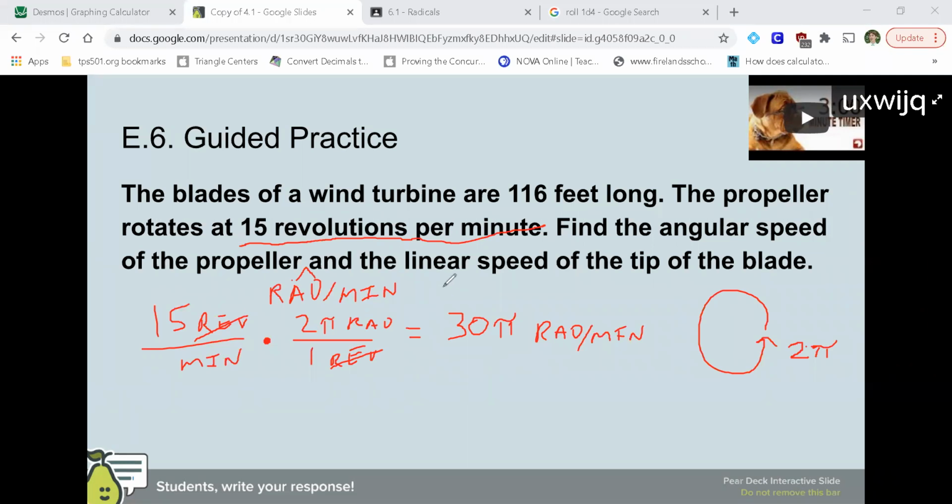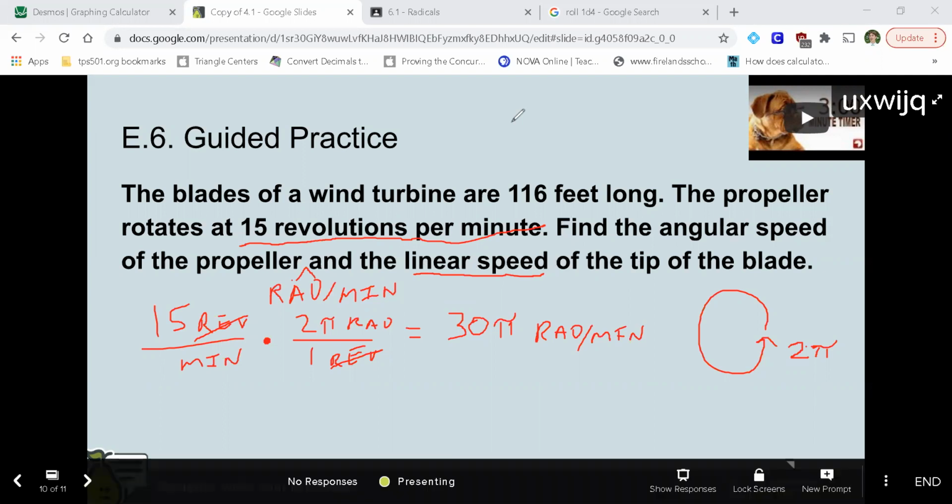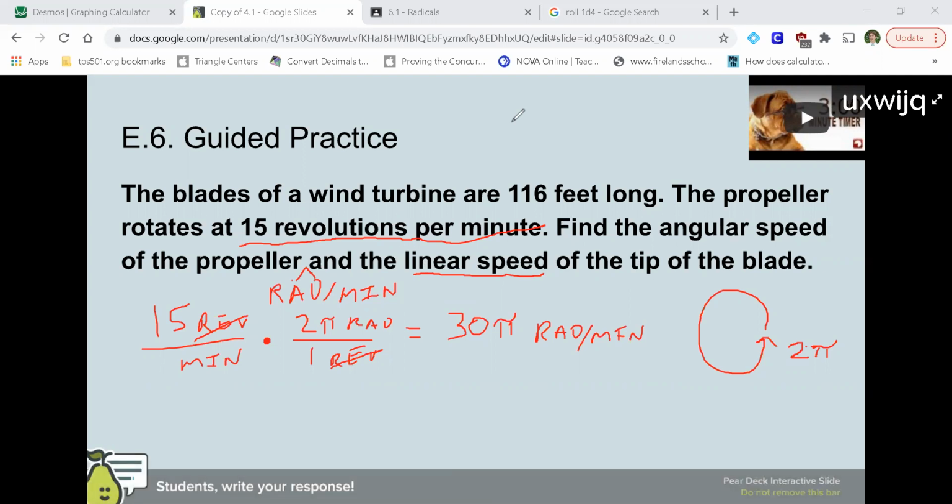How are we doing on the second part here? Do we need more time for the linear speed? Are we ready to go over it? Okay. You can put it in chat. Just more time or ready to go over it?